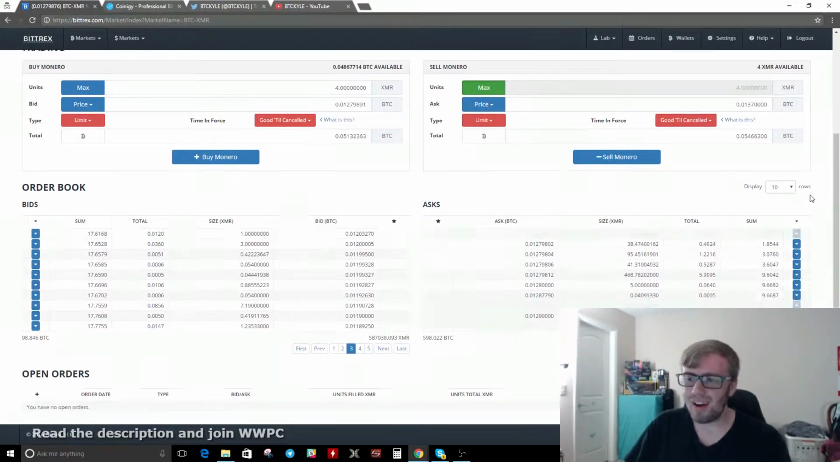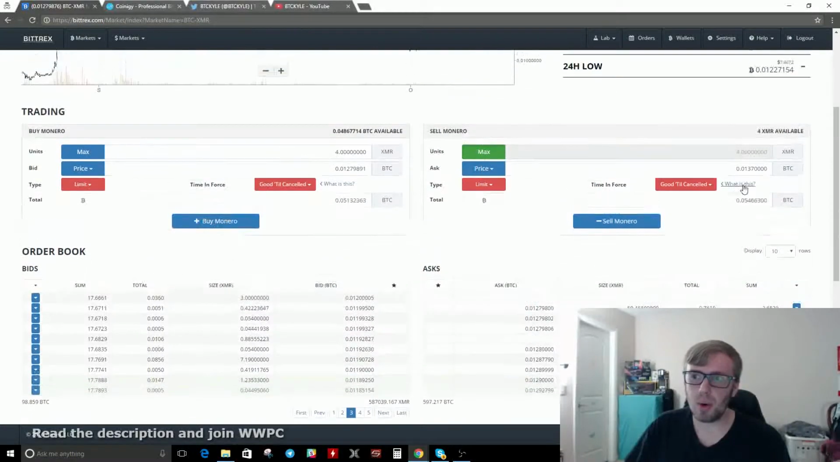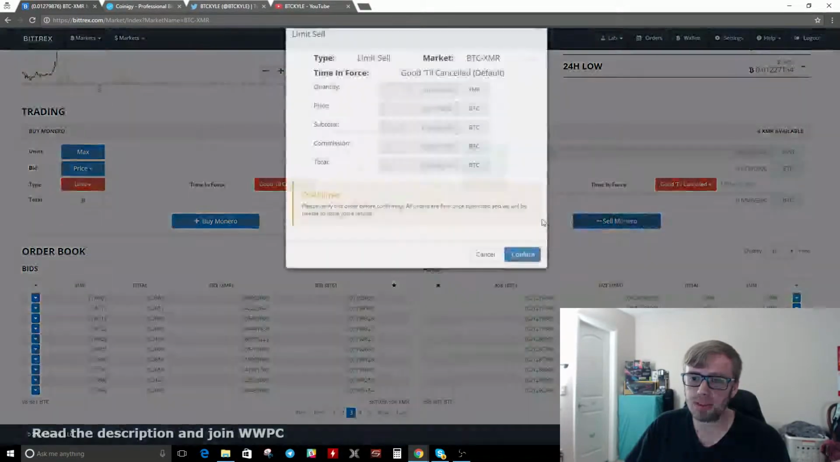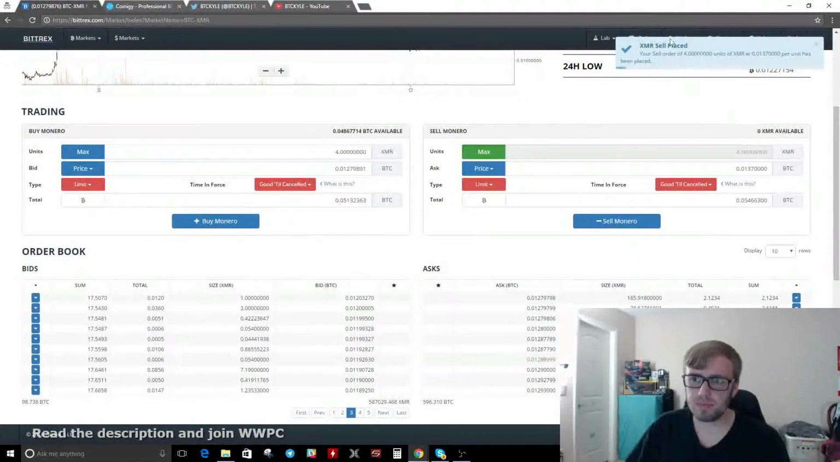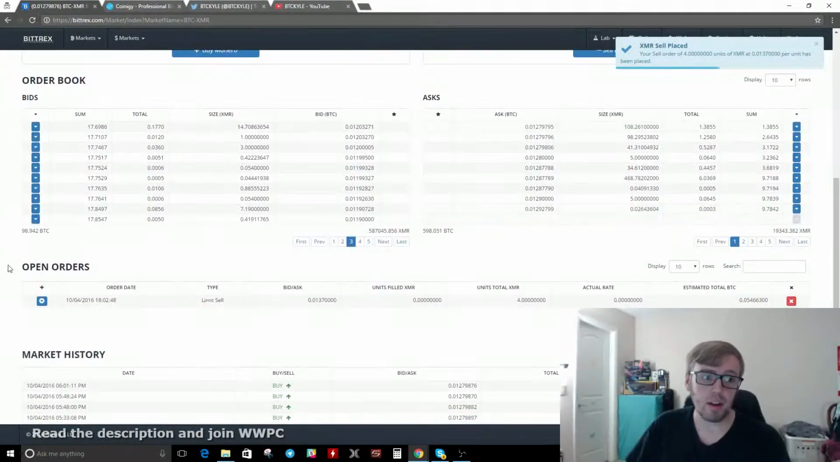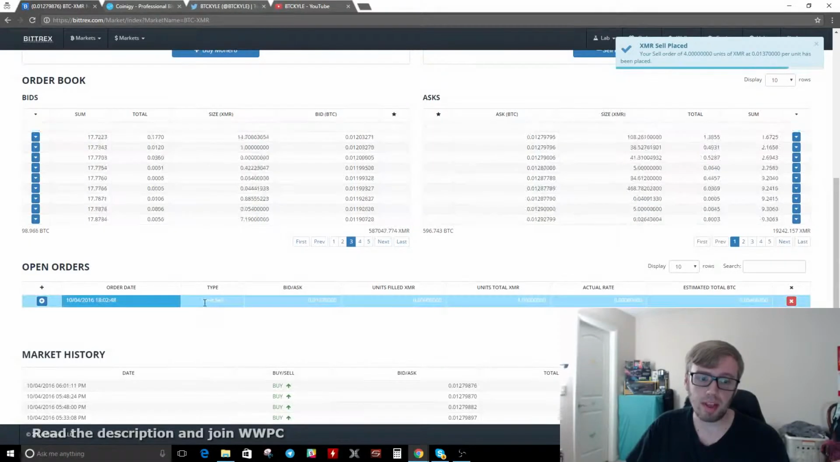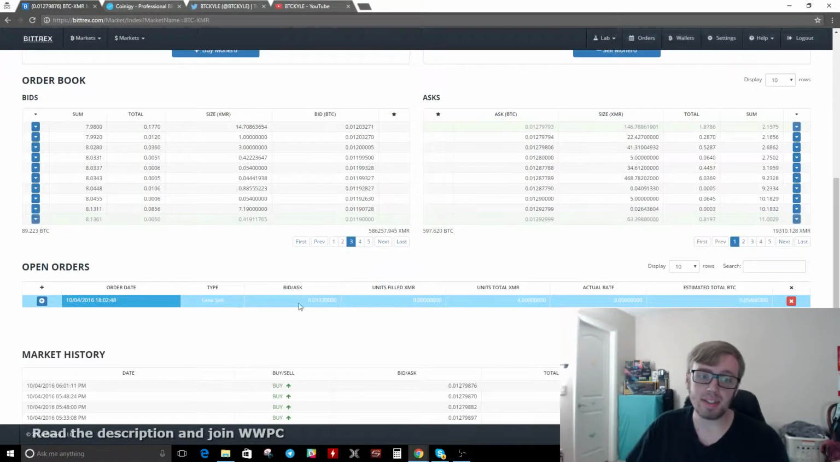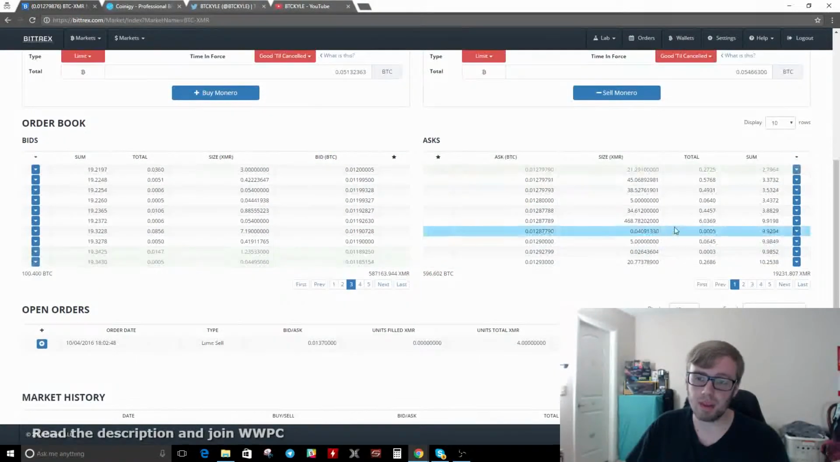But anyways, so we want to place a sell order. Click confirm, and it's going to say XMR sell placed. And again, our open order book will fill up, and instead of a limit buy, it's going to say limit sell, and it's going to say at 137 this time, because that's what we want to sell for.